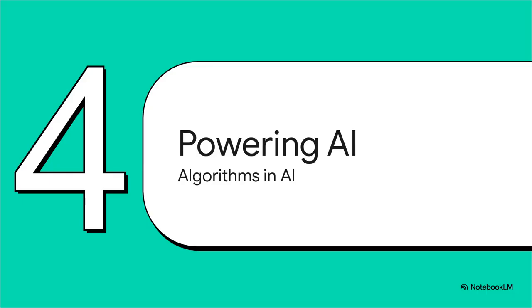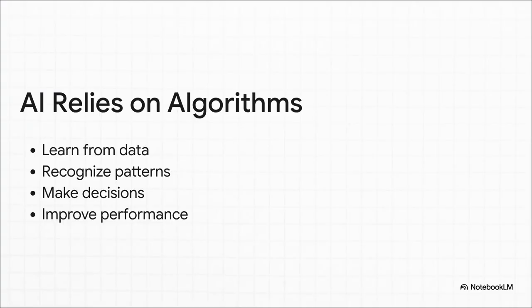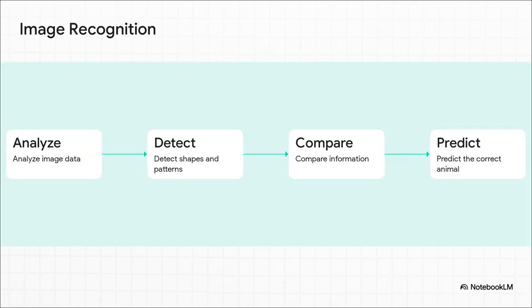Which brings us to Section 4, Powering Artificial Intelligence. AI is absolutely everywhere right now, right? But here's the secret. Artificial intelligence would be entirely useless without algorithms. They are literally the engine inside the AI. They're what allow these systems to process massive amounts of information logically, learn from data, recognize patterns, make decisions, and ultimately improve their performance over time. And this brilliantly illustrates exactly how the process scales up.